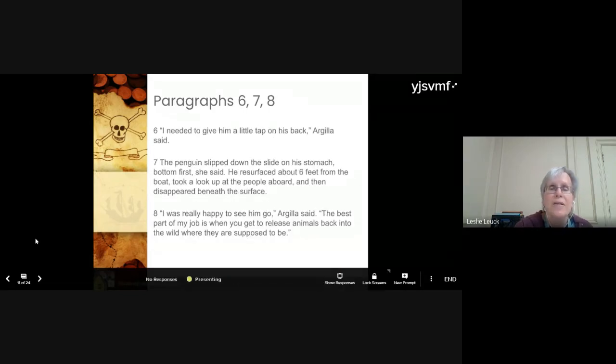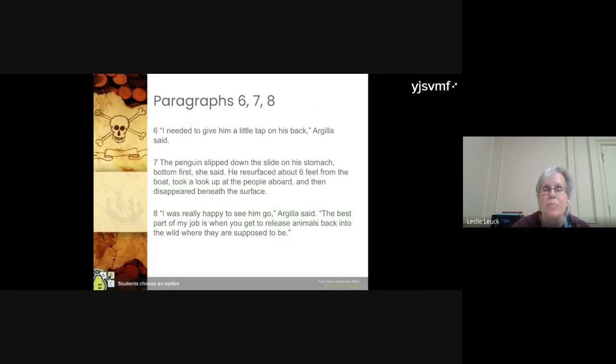Paragraphs 6, 7, and 8, I needed to give him a little tap on his back. So again, that circles back to the very first sentence of our story, Argila said. The penguin slipped down the slide on his stomach, bottom first, she said. He resurfaced about 6 feet from the boat, took a look up at the people aboard, and then disappeared beneath the surface. I was really happy to see him go, Argila said.